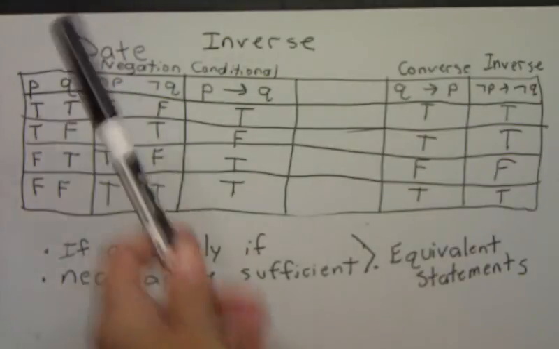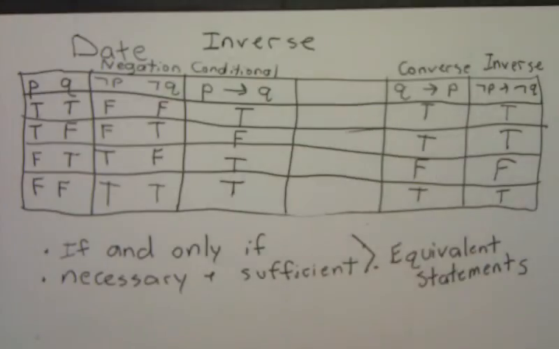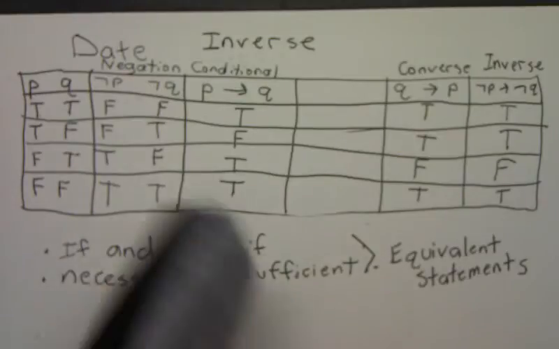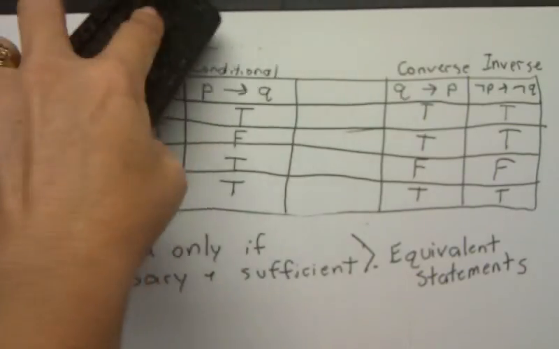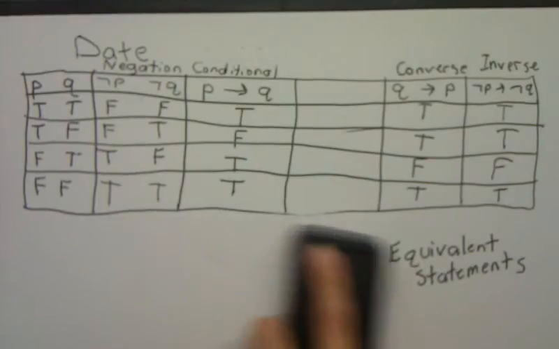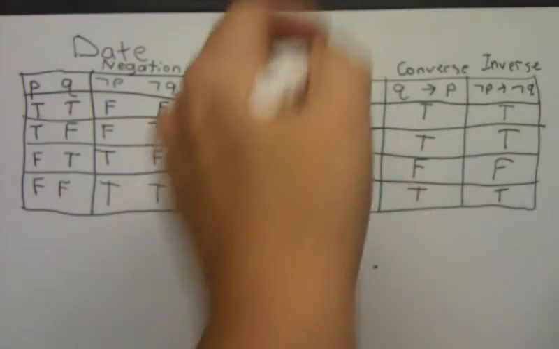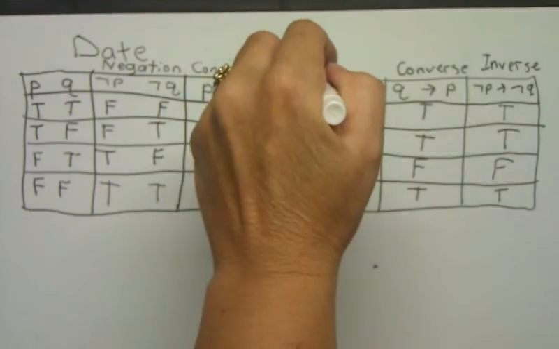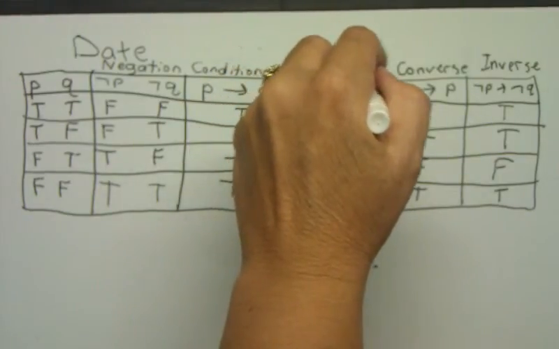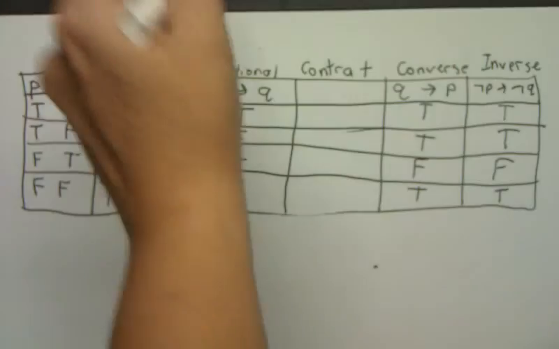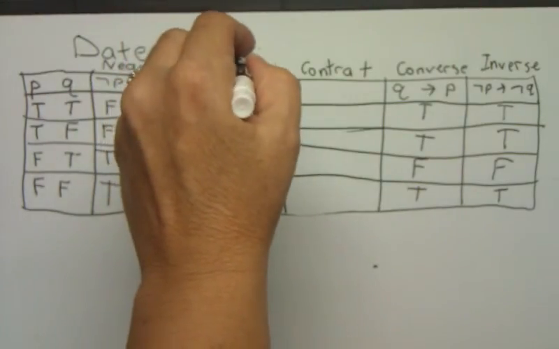Okay, so we talked about negation, conditional, converse, and inverse. Now we're going to talk about contrapositive. Okay? All right. I keep erasing this word because I want you just to write the word underneath it wherever you're at on your notes. Okay, on your chart, I'm going to put contrapositive right here. Contra. And I'm going to put a plus sign for positive. Okay, so this is contrapositive.